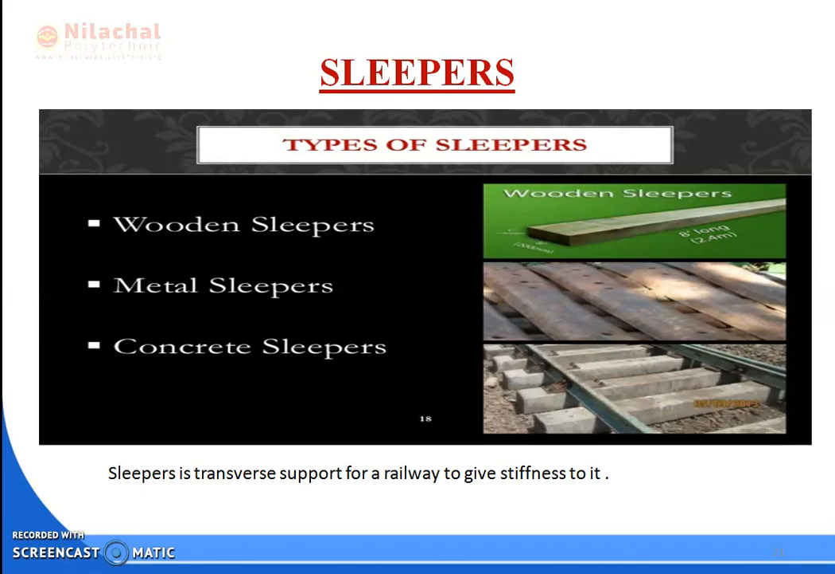Okay. So next one is your concrete sleeper. Nowadays you have all seen that the concrete sleeper is mostly used all over India, because its cost is economic and it is durable. I also tell you that the wooden sleeper's lifespan is 12 years. And the steel or metal sleeper's lifespan is 30 to 40 years, and the basic thickness is 12 mm. Okay, and next one is your concrete sleeper.